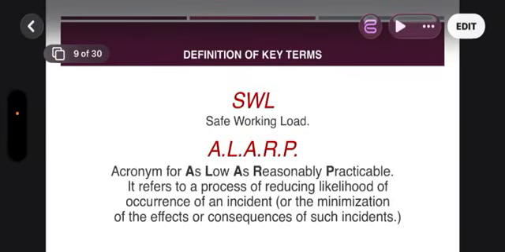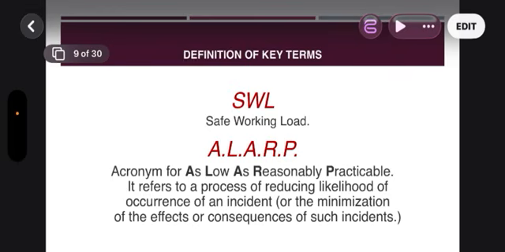We have ALARP. ALARP is an acronym for as low as reasonably practicable. It refers to a process of reducing the likelihood of occurrence of an accident or incident to the minimum. As low as, because there are some accidents that cannot be eliminated, so you reduce them as low as possible. For example, if you have a generator, you need to put on a generator to power your house. Noise must come from the generator. The noise by itself is a hazard. It can lead to discomfort. So you cannot switch it off because you need the light.